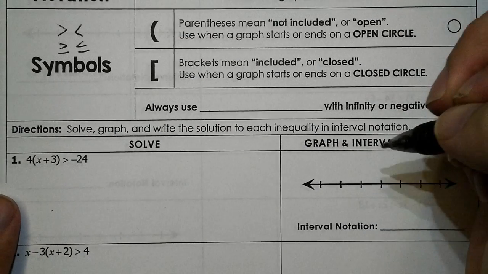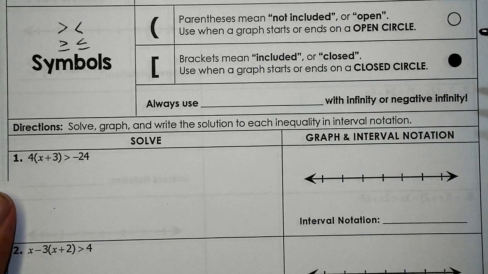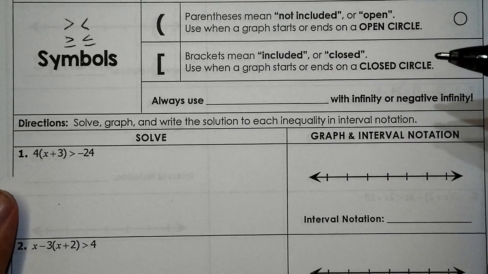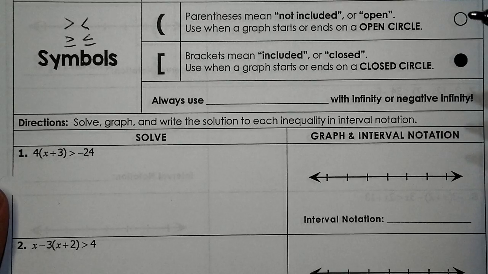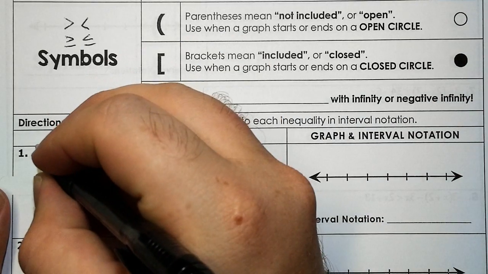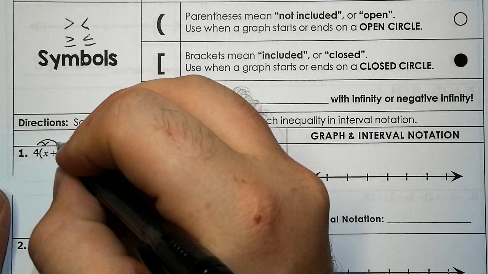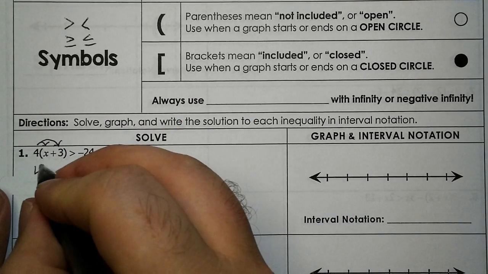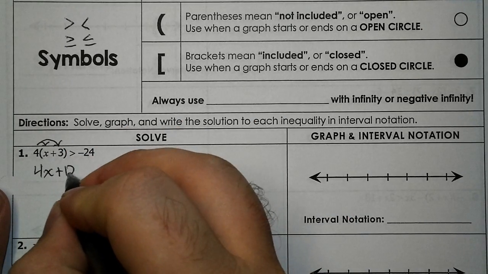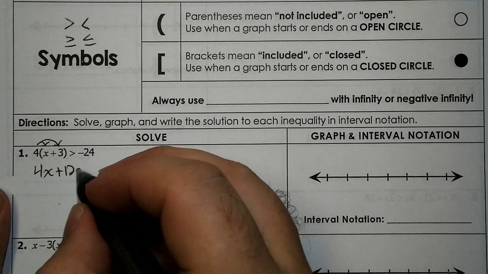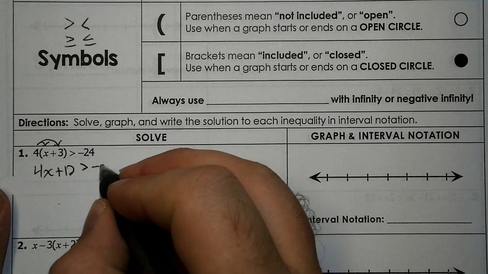Now, let's look at this first problem. Just like what we would do with solving equations, we're going to follow all the same steps. First, distribute, if there is one. So 4 times x, and then 4 times 3. I got 4x plus 12. Bring everything else down. Greater than negative 24.